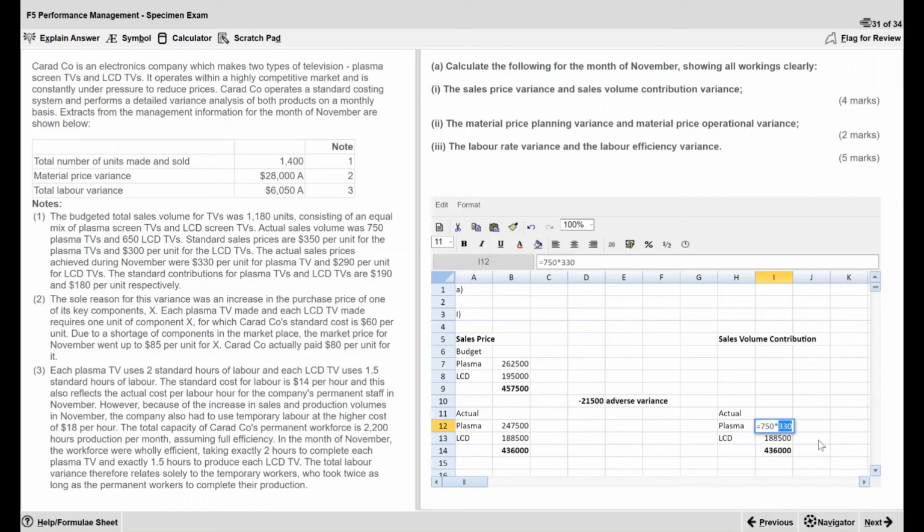So when we talk about volume, we only talk about volume. When we talk about price, we only talk about price. So here I'm going to use the standard contribution. The standard contribution for plasma TVs and LCD TVs are 190 and 180 per unit respectively. Now I have to compare this with the actual, the budget.